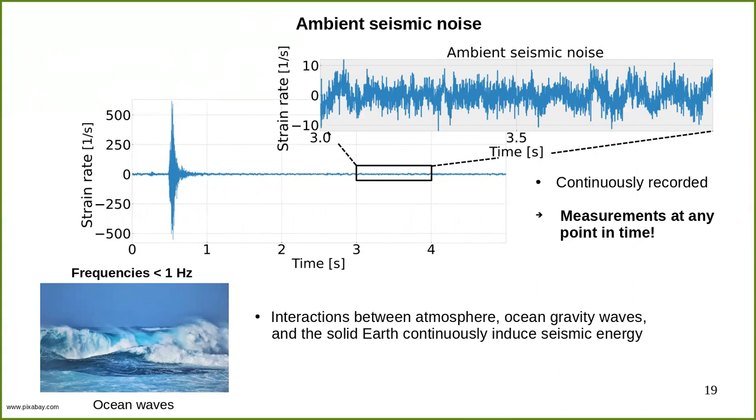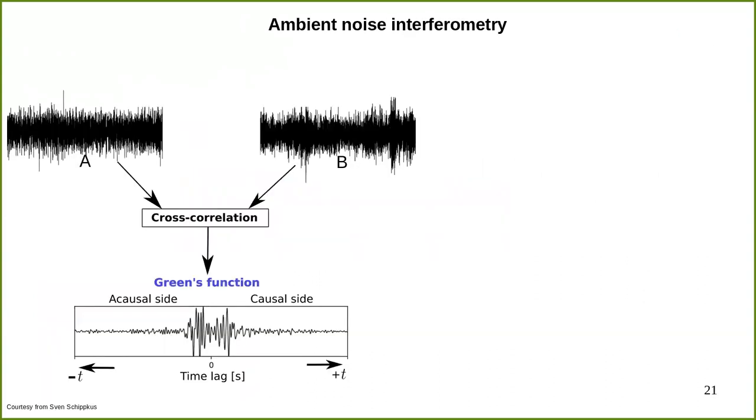But how are we going to extract any information from the ambient seismic noise, which looks rather incoherent and random? And this brings me to the concept of ambient noise interferometry. So here at the top, we see two stations, A and B, that record ambient seismic noise. The main principle of ambient noise interferometry is that if we cross-correlate these ambient noise traces, then we obtain an approximation of the Green's function between these two stations. An example of how this can look is in the bottom figure.